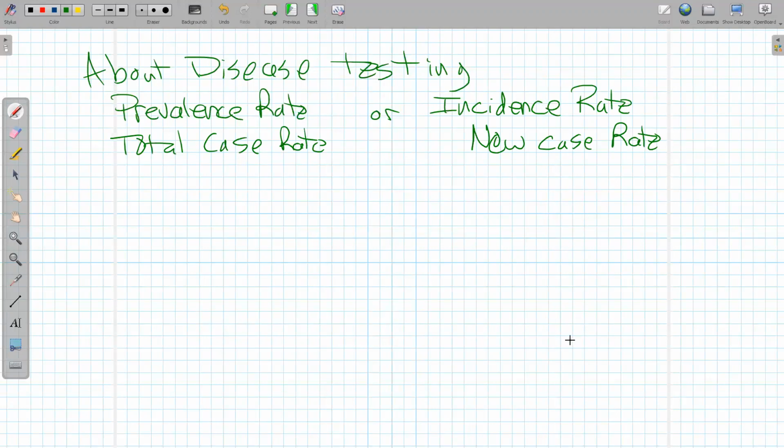And sometimes when I look up data about disease testing, they talk about the incidence rate and the false positives and false negatives. And other times they talk about the prevalence rate and the false positives and false negatives. And I haven't figured out yet why they pick one over the other. So apparently I need more education in that. But it can be either way.